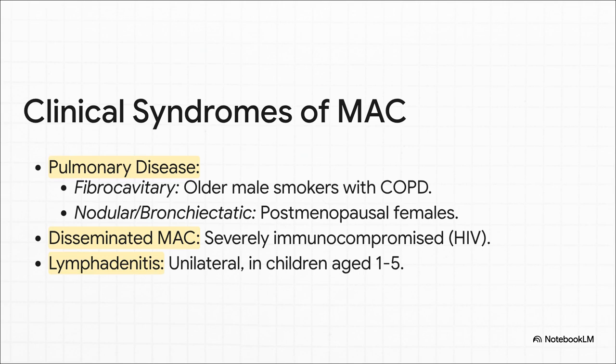Well, that's the thing. It completely depends on the host. You have your classic older male smoker with COPD, and he gets this really destructive cavitary lung disease. But then you have a postmenopausal woman who doesn't smoke, and she's more likely to get a much less aggressive nodular form. In someone severely immunocompromised, it can spread everywhere, and in little kids, it often just shows up as a single swollen lymph node in their neck.